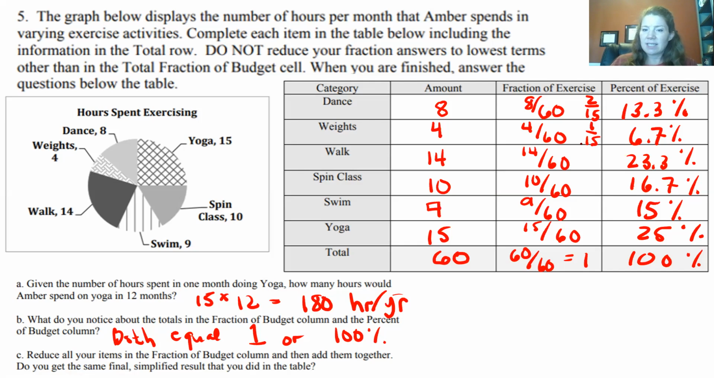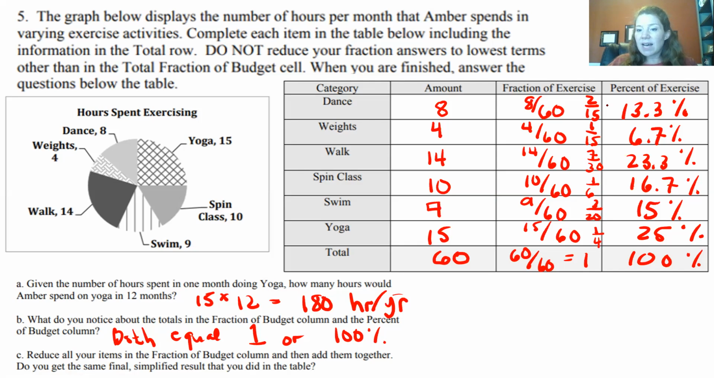14 divided by 2 is 7/30. And then this would be 1/6. And then that would be 3/20. And then that one can't be reduced, can it? Yeah, it can. 60 divided by 5 is 12. So this would be 3/12 or 1/4.